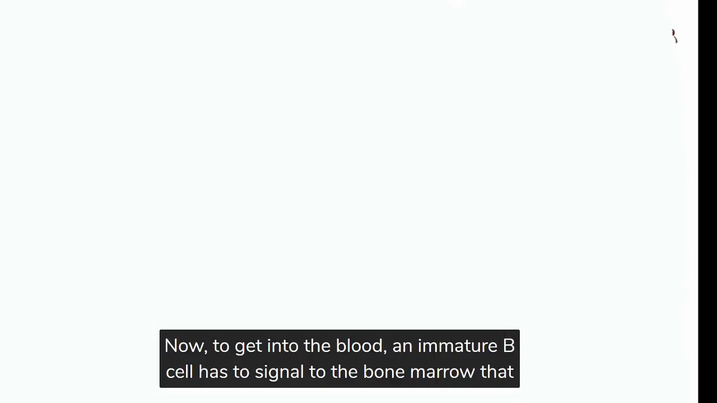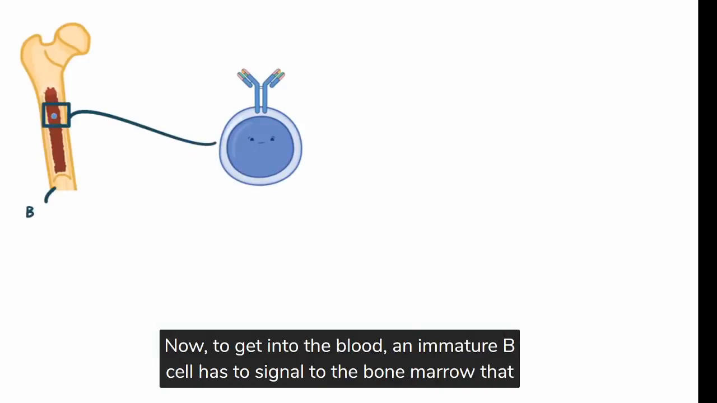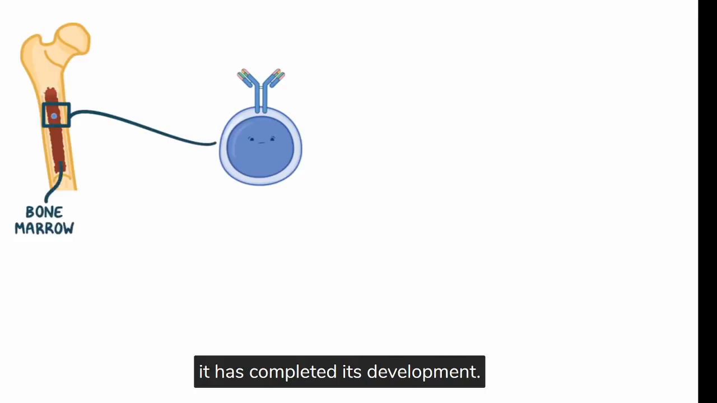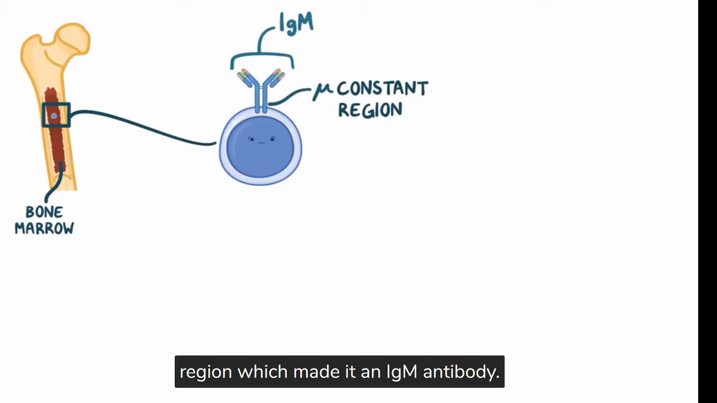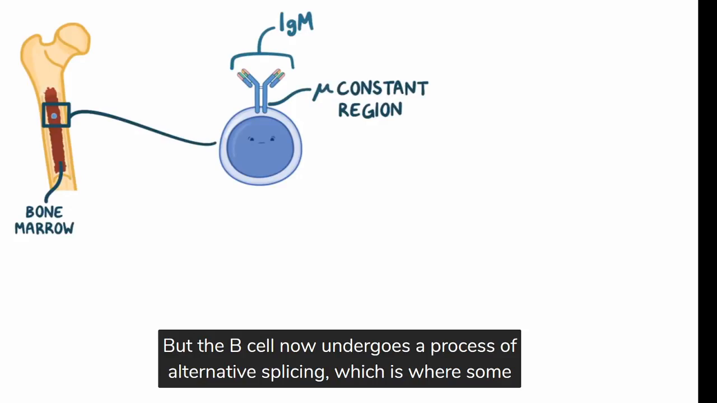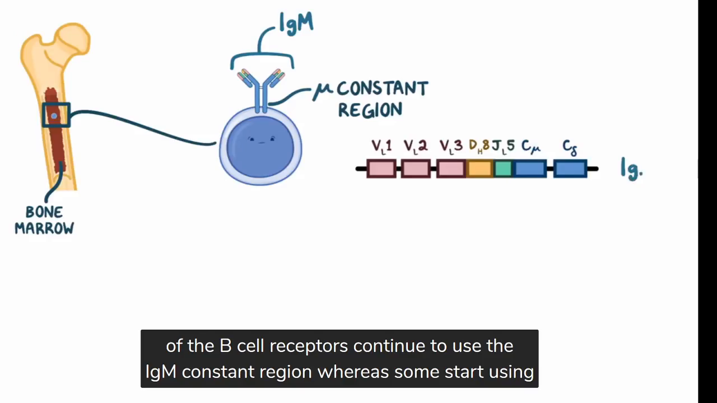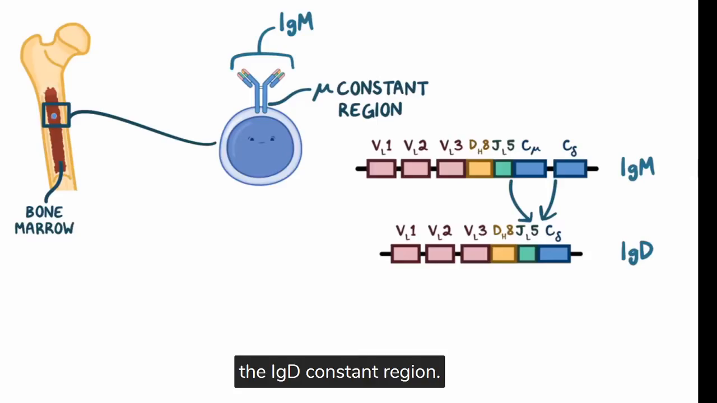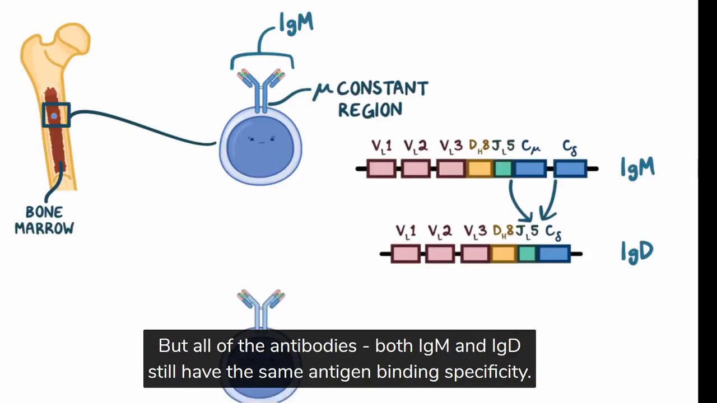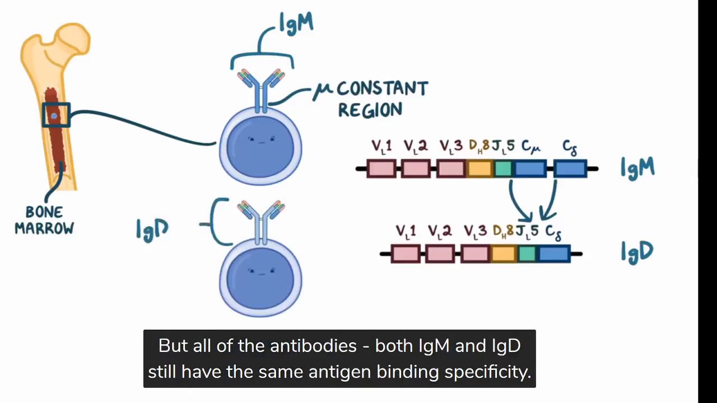Now, to get into the blood, an immature B cell has to signal to the bone marrow that it has completed its development. Remember that the B cell already has a B cell receptor with a mu heavy chain constant region, which made it an IgM antibody. But the B cell now undergoes a process of alternative splicing, where some of the B cell receptors continue to use the IgM constant region, whereas some start using the IgD constant region. But all of the antibodies, both IgM and IgD, still have the same antigen binding specificity.